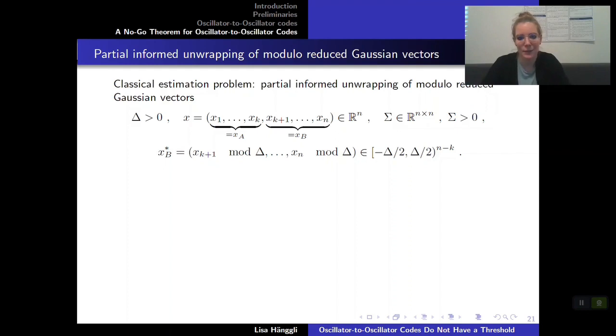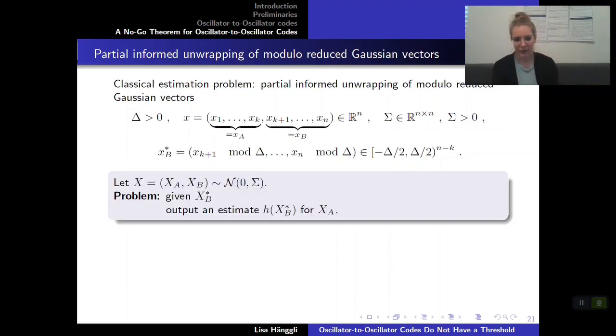So for the classical problem, we have a parameter delta and a vector in R^n, which is split into a part A and a part B, a covariance matrix, and we denote by x_B star the modulo reduced version of the B part of the vector x with respect to the parameter delta. And then for a normal distributed vector x with covariance matrix sigma, the classical problem is as follows. Given the modulo reduced version of the B part, we want to output an estimate of the A part.